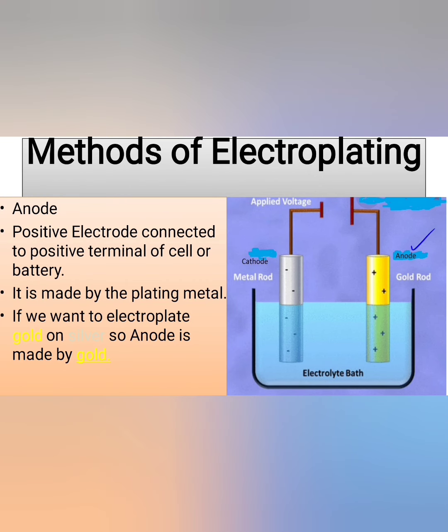Anode is an electrode that is connected with the positive terminal of the cell. So it is also a positive electrode, and the material of this electrode is made of the plating metal. For example, we want to deposit a layer of gold on silver. So the anode is made of gold.